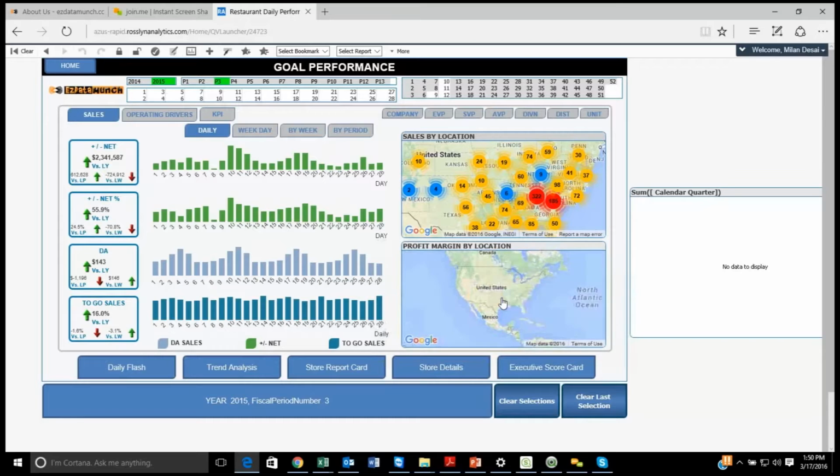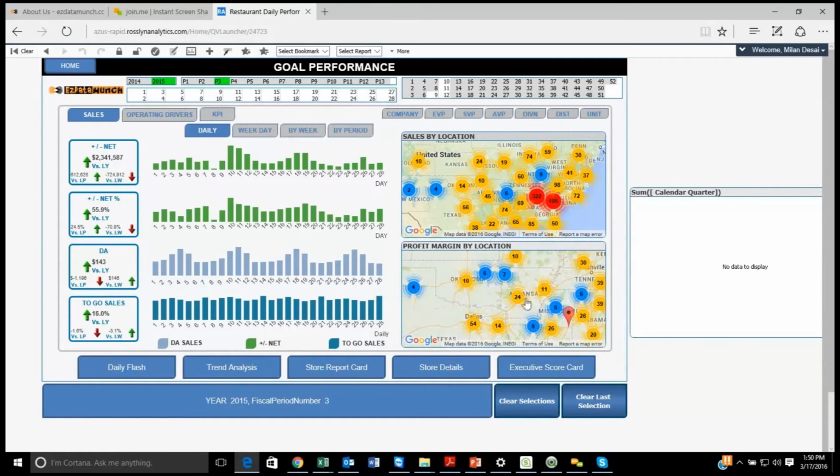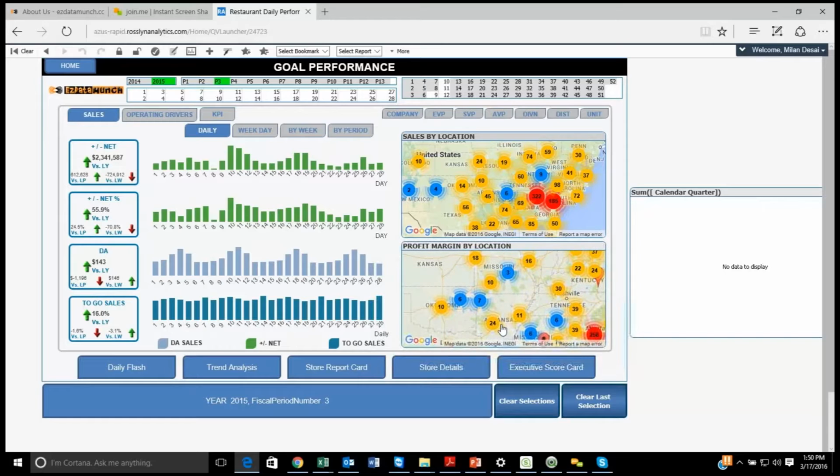So this is by sales, and similarly, if you zoom in on your profit percentage, you can look at information by profit. So the different KPIs. This is just one example here of a KPI that you have.